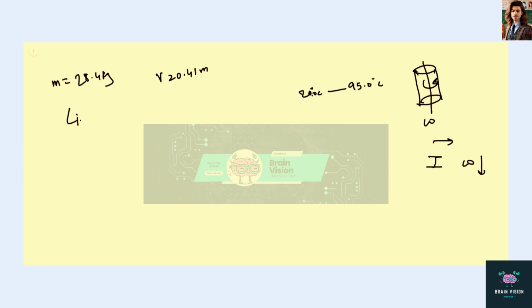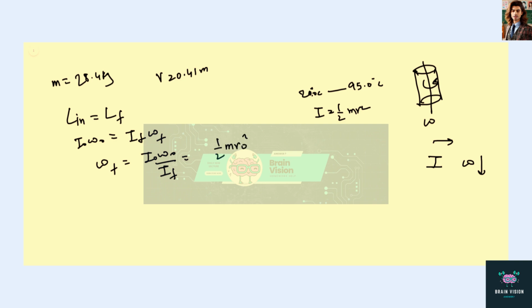Moment of inertia. We know that initial angular momentum is equal to final angular momentum, which will give us I naught omega naught is equal to I F omega F, which gives us final omega is equal to I naught omega naught by final inertia. We know that for a cylinder, inertia is half m r squared, which means it is half m r naught squared times omega naught by half m r squared, which gives us (r naught by r) whole squared times omega naught.